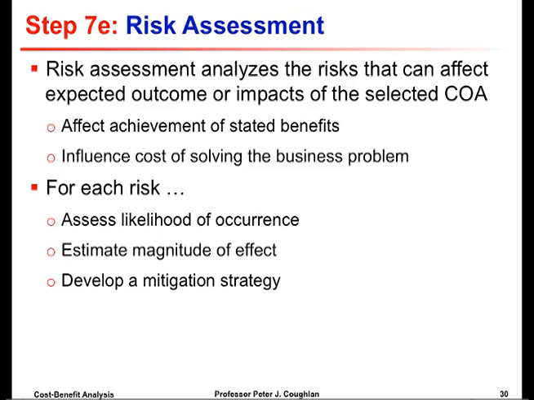And then the last part of step 7 is the risk assessment. What might happen, what risks might change our forecasts? In particular, what risks might affect the expected outcome or impacts from pursuing this course of action? They might affect our ability to achieve the stated benefits, or influence the cost of solving the business problem. For each of the risks, assess the likelihood it will occur and estimate the magnitude of the effect if it occurs: how much does it affect the benefits, how much does it affect the costs. Then develop a mitigation strategy where appropriate. Something of sufficient likelihood and sufficient impact you want to mitigate.